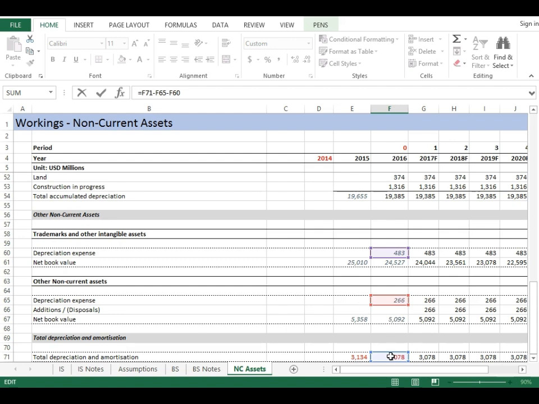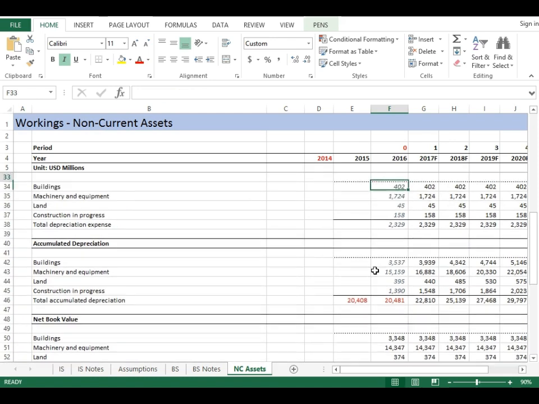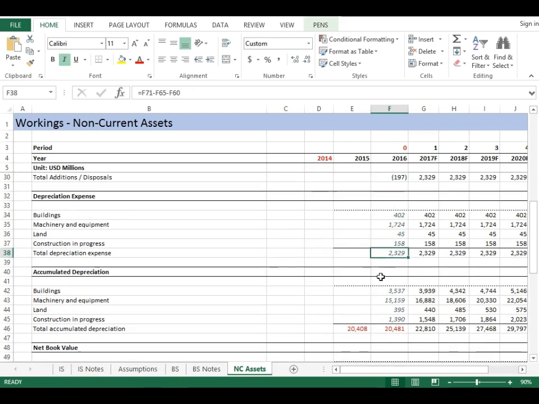So I took total depreciation and amortization. I subtracted other non-current assets depreciation. I subtracted amortization of intangible assets. And then what am I left with? I am left with depreciation expense for the property, plant and equipment. So that's how I have calculated depreciation expense of property, plant and equipment here in this cell.